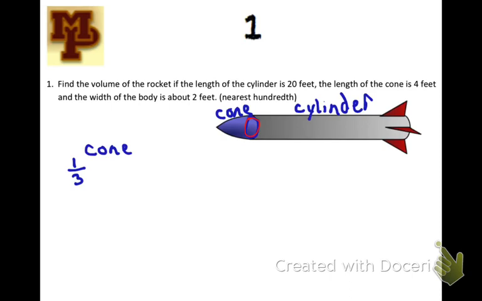cone, or this rocket, has a width of about 2. So that means that the radius would only be 1. So we're going to do pi r squared. The radius would be 1, so 1 squared. And then times the height. It said that this part was 4, and it said that this part was 20. Okay, and so that's the cone, and then we would add that with the volume of the cylinder.